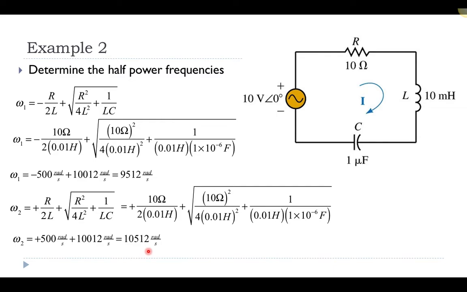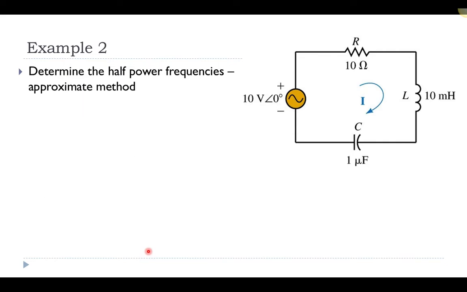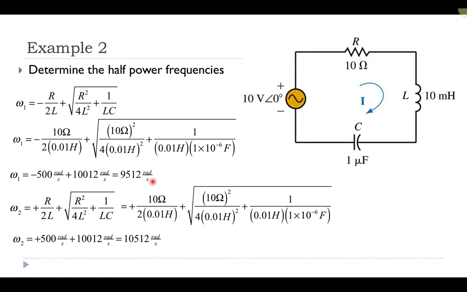So I know the lower half-power frequency and the upper half-power frequency, and I also know what the bandwidth is. And if I take the difference between those two values, I should get what the actual bandwidth is. So let me go back for a second. If I take the difference between the upper frequency and the lower frequency, 10,500 minus 9,500, I'm going to get essentially that 1,000 bandwidth that I had earlier.